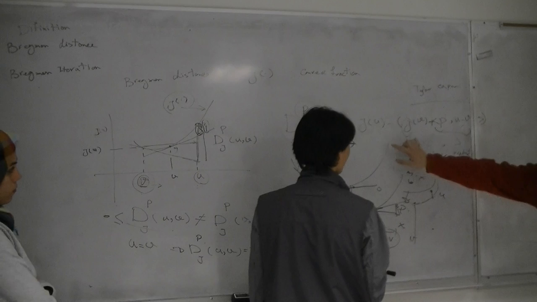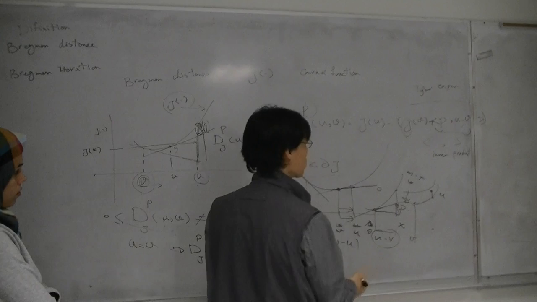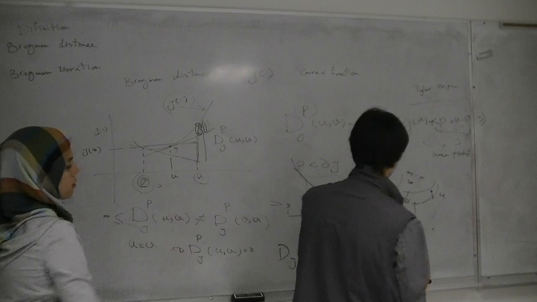Just this point minus this point. Right? Yeah, they also consider the angle. No, angle is here. No, nothing angle. Yeah, angle is in the subgradient. Look at the picture. You have J here.